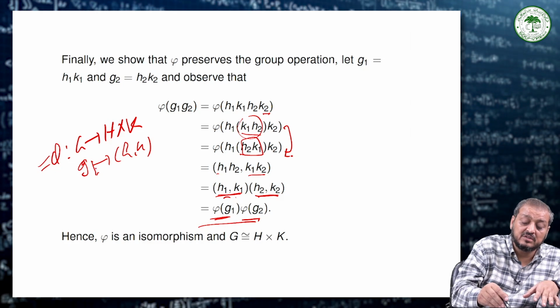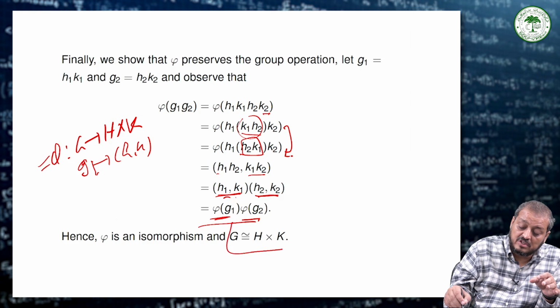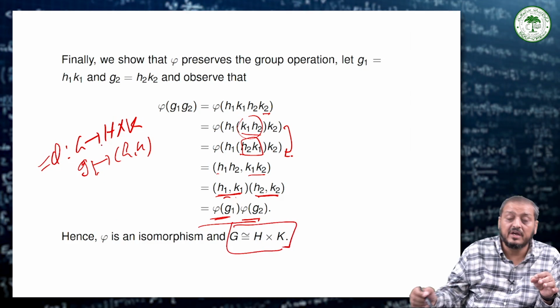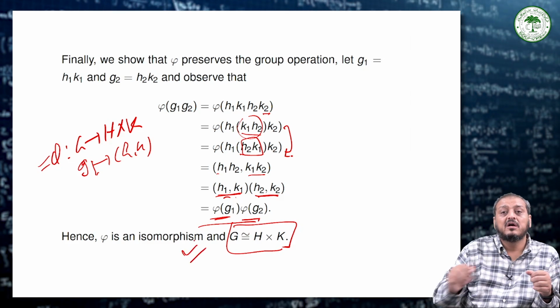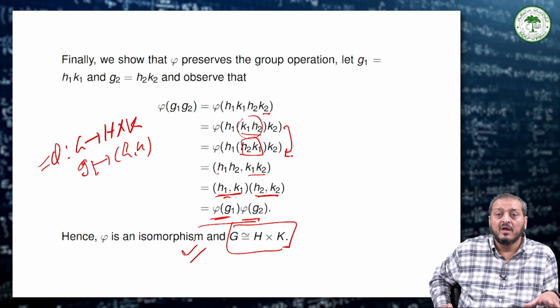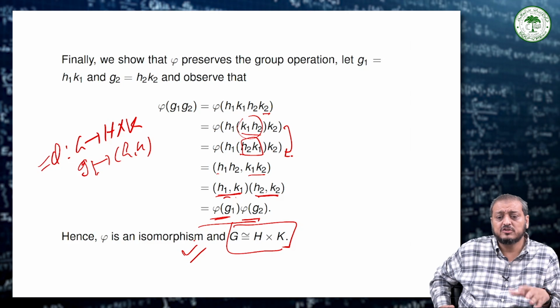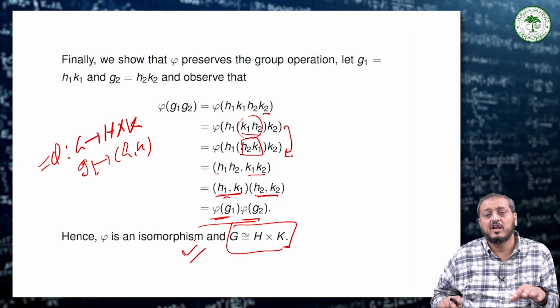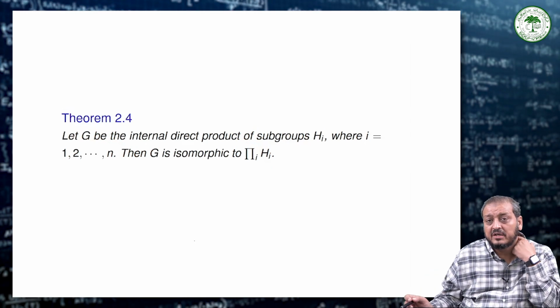So this means phi is, by definition, an isomorphism, and if phi is an isomorphism, then these two groups G and H cross K are isomorphic to each other. So this completes the proof of this theorem. We can say that if H and K are any two subgroups and G is the internal direct product of H and K, then G is isomorphic to H cross K. So this result can be generalized.